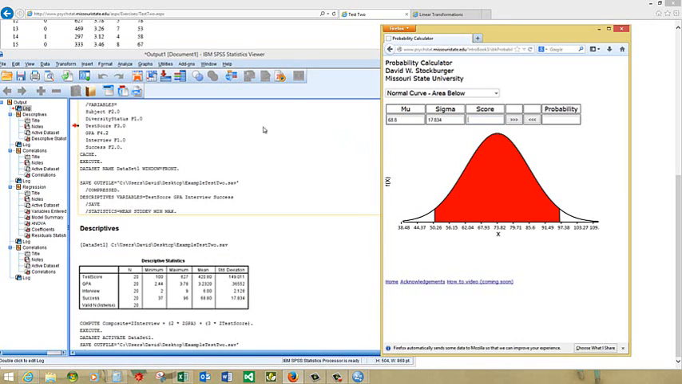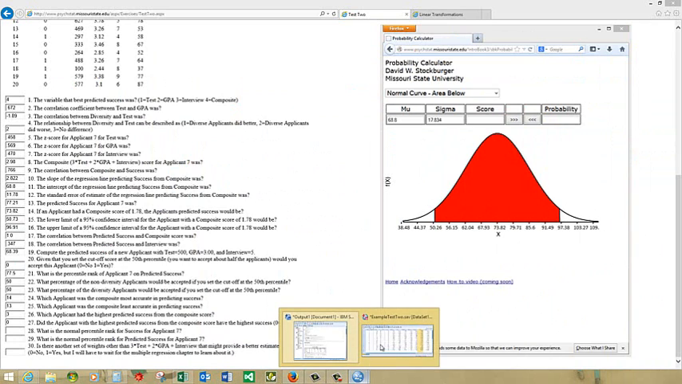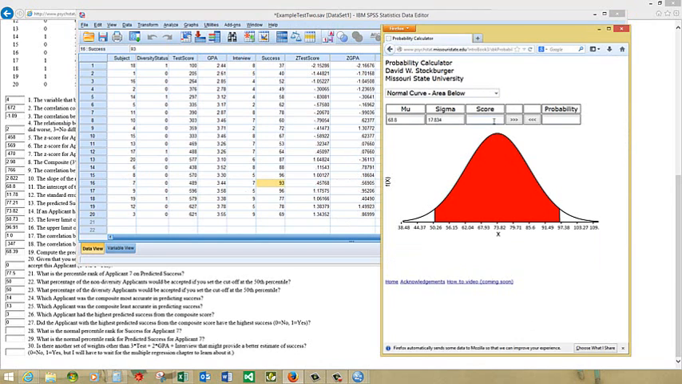And our score for applicant 7 on success, what was that? Applicant 7's score on success was 93. So we'll put a 93 in there as the actual score. And going this way, it looks like the normal percentile rank would be 91.3.